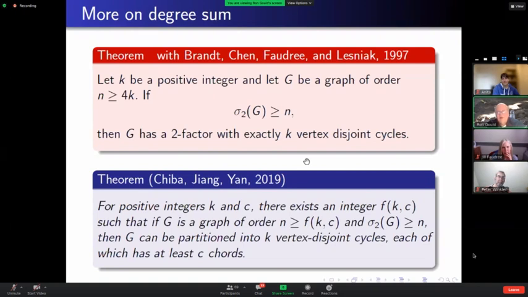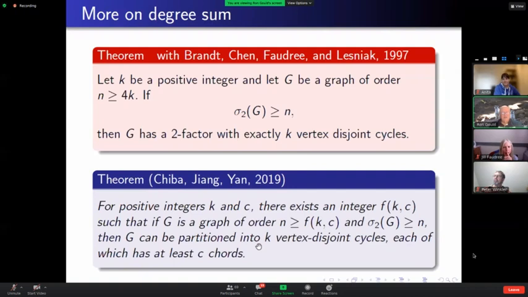So let k be a positive integer and G a graph of order at least 4k. Take the standard Ore degree condition, sigma 2 at least n. Then G has a 2-factor with exactly k vertex disjoint cycles. And again, it's the bipartite graph that's the limiting factor, because there you need 4 vertices in each of the cycles, so that's where the 4k comes from.